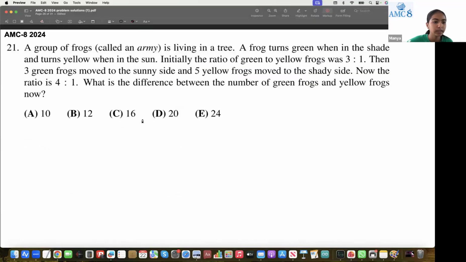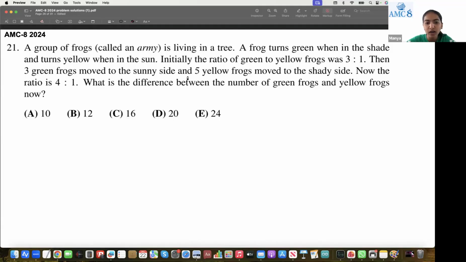Problem number 21. A group of frogs called an army is living in a tree. A frog turns green when in the shade and turns yellow when in the sun. Initially, the ratio of green to yellow frogs was 3 to 1. Then 3 green frogs moved to the sunny side and 5 yellow frogs moved to the shady side. Now the ratio is 4 to 1. What is the difference between the number of green frogs and yellow frogs now?